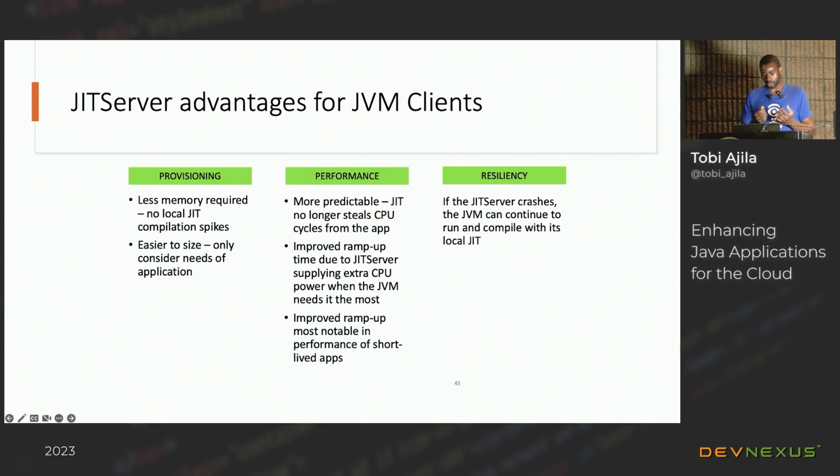And finally, it's just added resiliency. By decoupling the JIT and the JVM, if there's a problem in the JIT, it doesn't bring down the JVM. You can revert back to local compiles. So with this approach, if the JVM loses connection with the JIT server, it just compiles locally. It doesn't cease to compile.